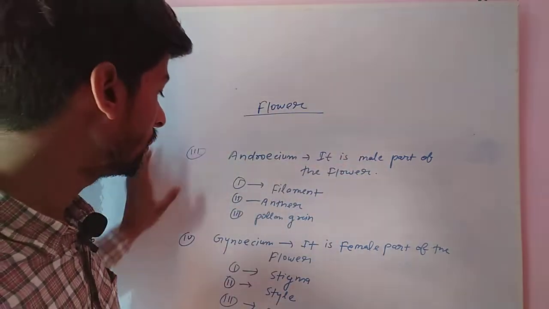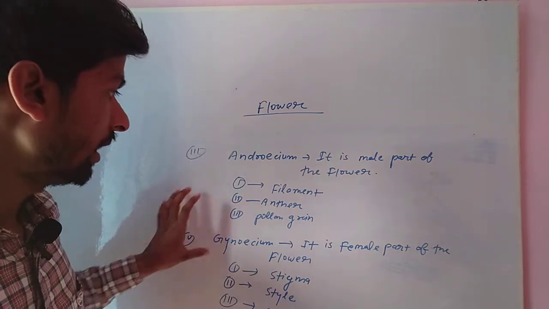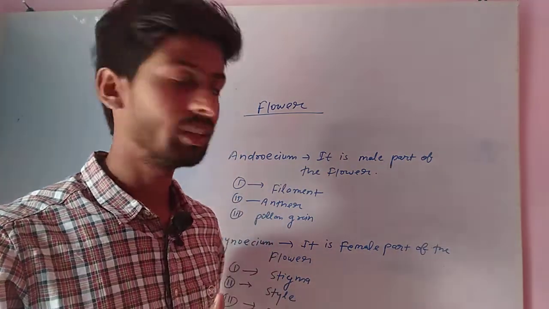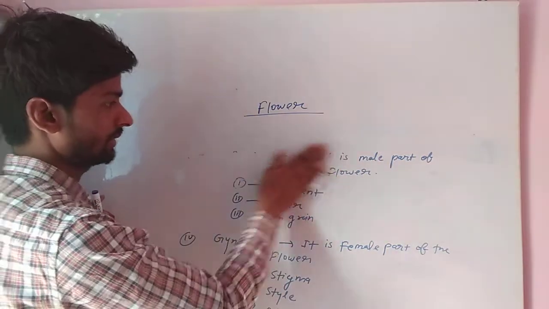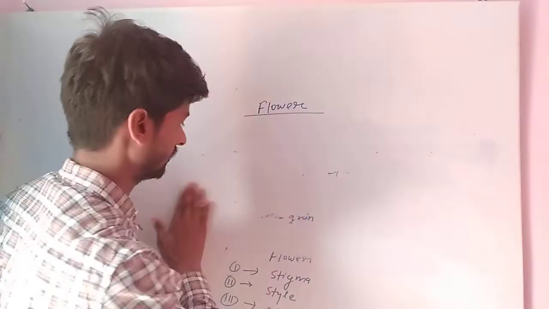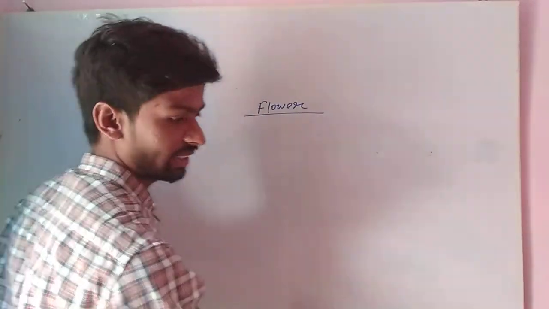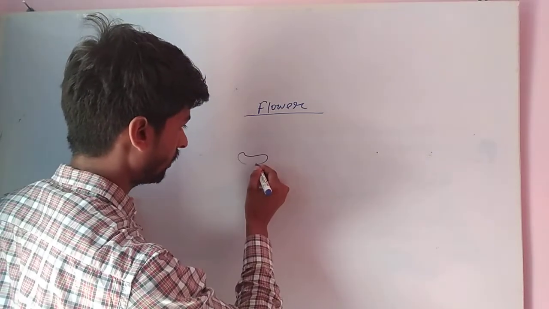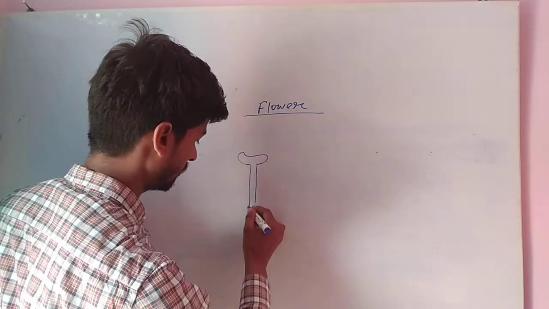So these four parts are done, but these two parts are remaining. I'm going to draw a diagram here by which we will understand these two parts. Okay, so let us find out here. See here, I'm going to draw once again. The diagram will make all the parts of the flower clear.